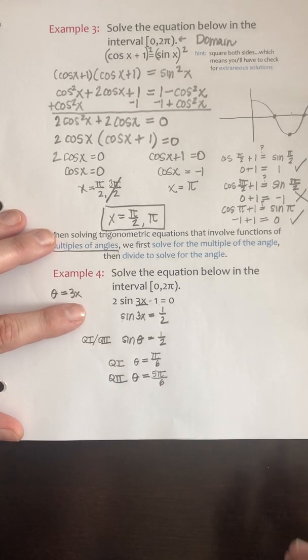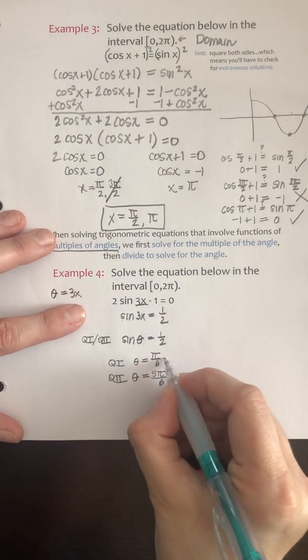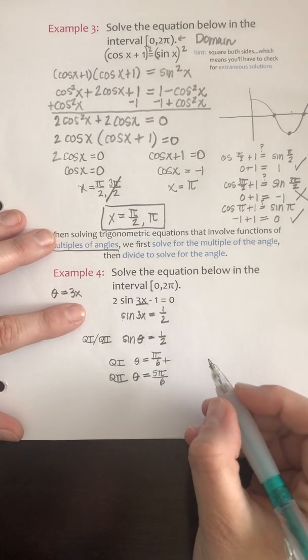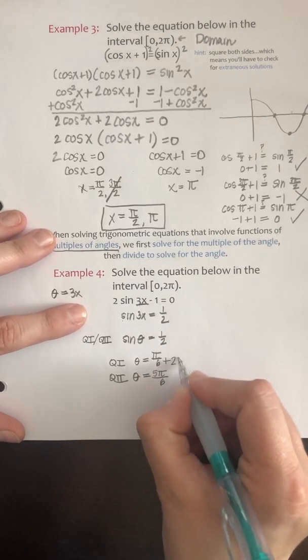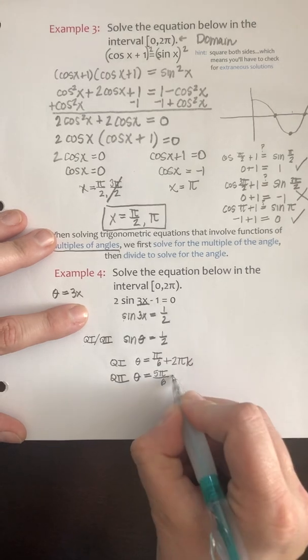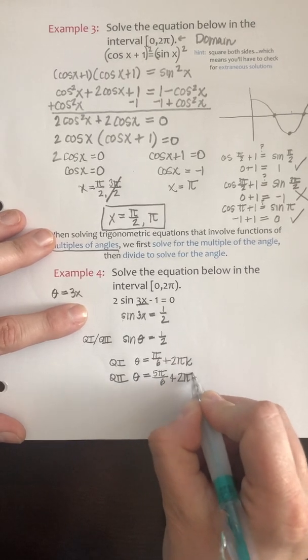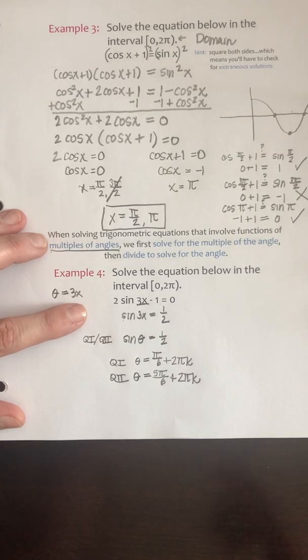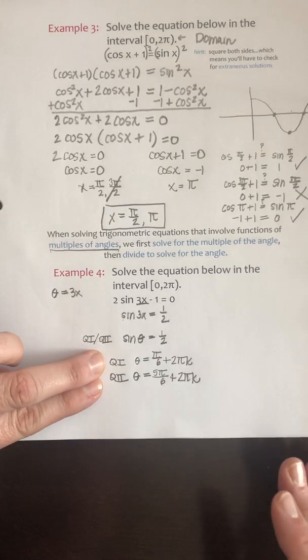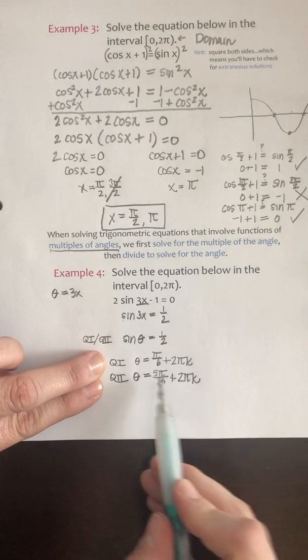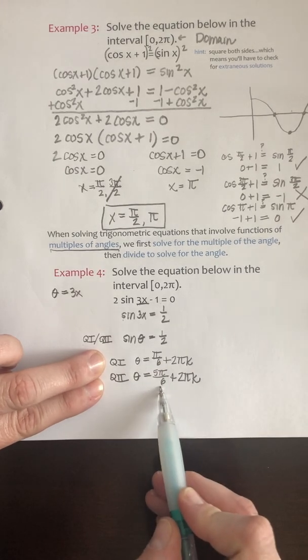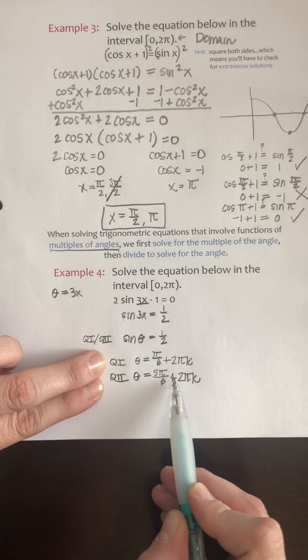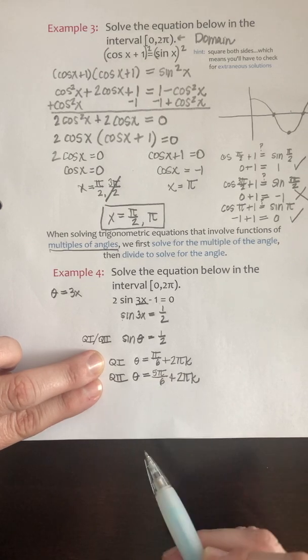Now, I know we have a specific domain, but pretend with me for just a moment that that direction wasn't there. What would you do? Well, if I wanted to get back to quadrant 1 over and over again, I would put plus 2 pi k. And I would do the same thing if I wanted to get back to quadrant 2 over and over again. I would add plus 2 pi k. So here's what I have currently. Now this is not my final answer, but I have a quadrant 1 solution, I have a quadrant 2 solution, and I have what it takes to continue getting back there.